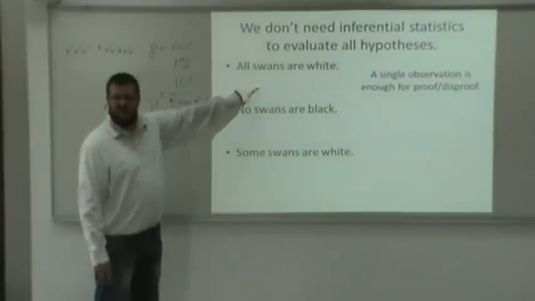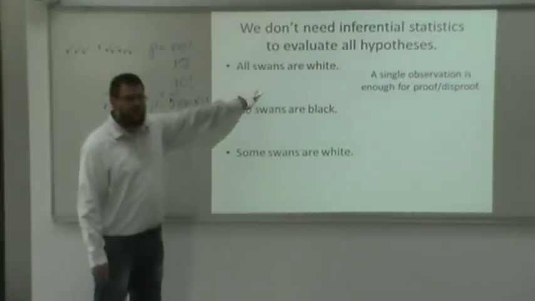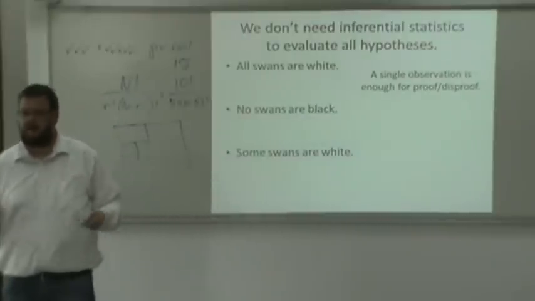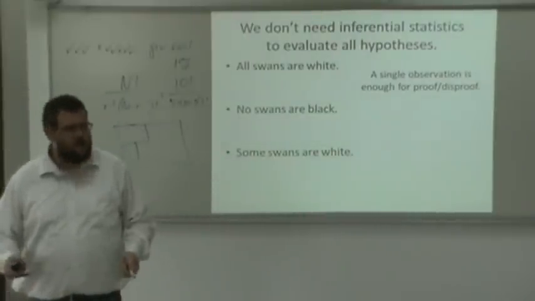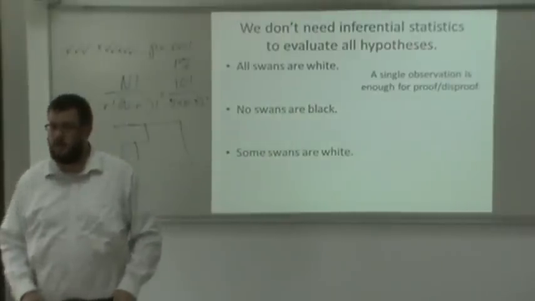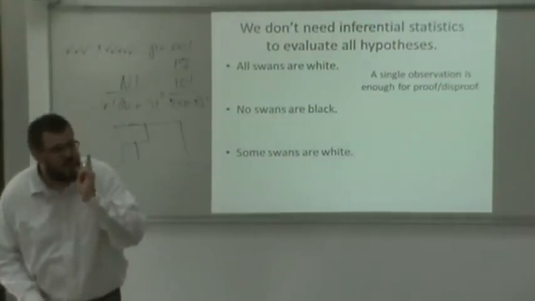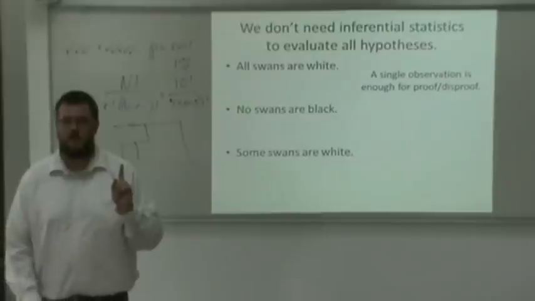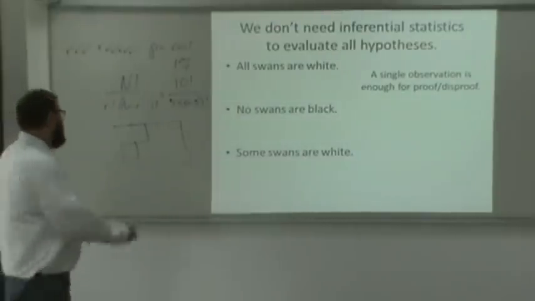No. Yes, we can. We can disprove it. We can't prove it because we can't observe every part of space at every point in time, right? So because we can't observe everything, we're not sure if there's really a black swan out there, right? But if we observe one black swan, what do we know? We know that that's false.